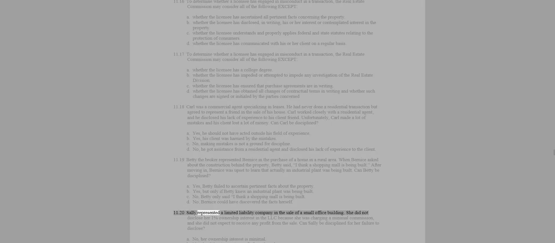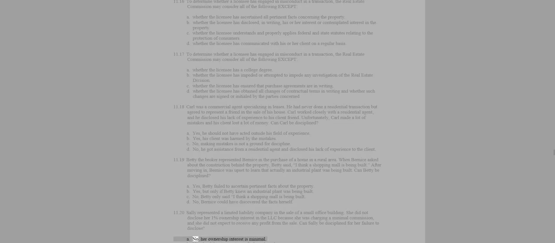11.20 Sally represented a limited liability company in the sale of a small office building. She did not disclose her 1% ownership interest in the LLC because she was charging a minimal commission, and she did not expect to receive any profit from the sale. Can Sally be disciplined for her failure to disclose?